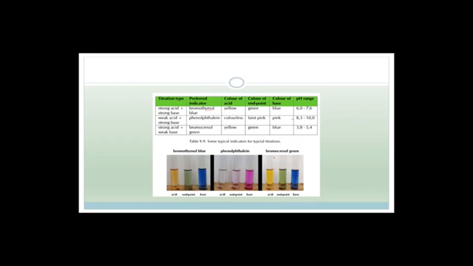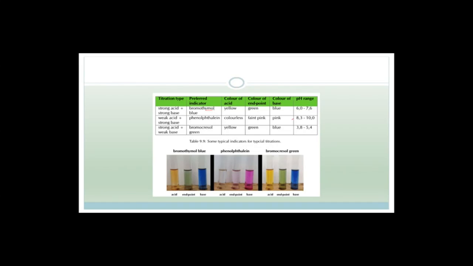Now bromocresol green, you guys don't really use that much, but we can just use it as an example. Because the pH range that it is sensitive in is so low, we'd use it for a strong acid and a weak base. The colors would be yellow, green, and blue. There you go. So obviously there are a whole bunch of different indicators.